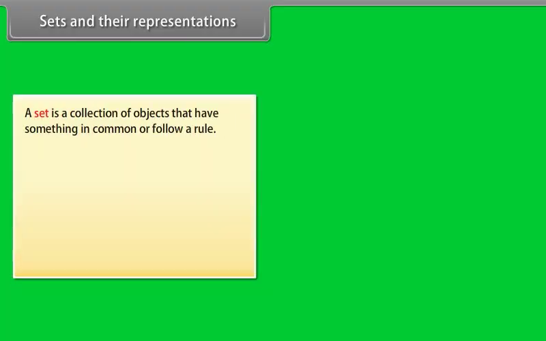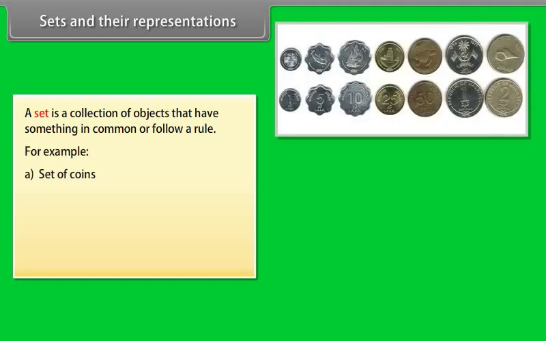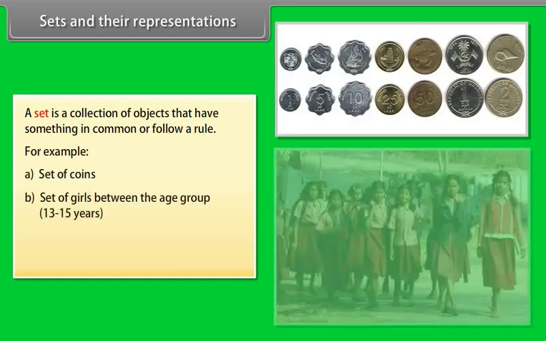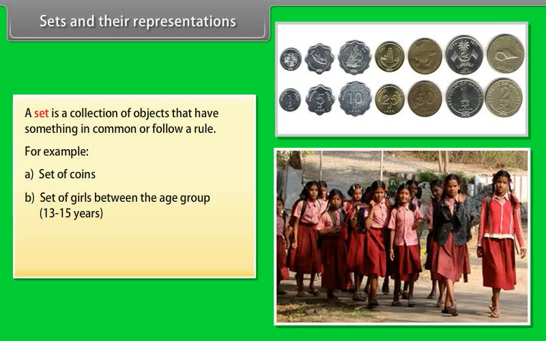Sets and their representations. A set is a collection of objects that have something in common or follow a rule. For example, set of coins. Set of girls between the age group 13 to 15 years. The objects in a set are called its elements.